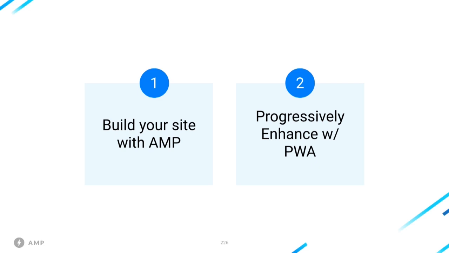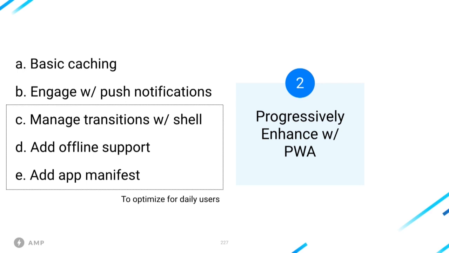So then, once you've built your site with AMP, progressively enhancing with PWA is the next step. And this breaks down into a few different things. Again, this is a general sequence, and again, you may want to do some out of order based on what your needs are, what your business's needs are. But here we go.